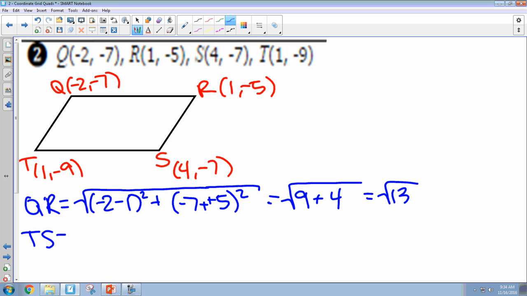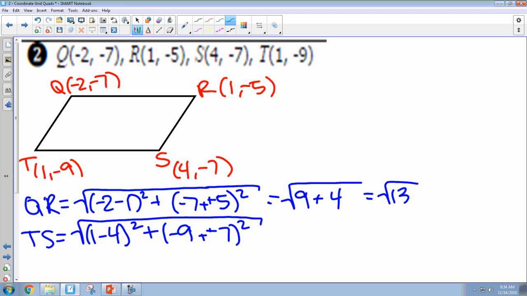TS is next, because remember I like to do opposites together. (1 minus 4) squared plus (-9 minus -7) squared. This will give me 1 minus 4 is 3, 3 squared is 9. -9 plus 7 is 2, squared is 4. Yes, you have to show me all of them because you do have to verify that they are all the same.